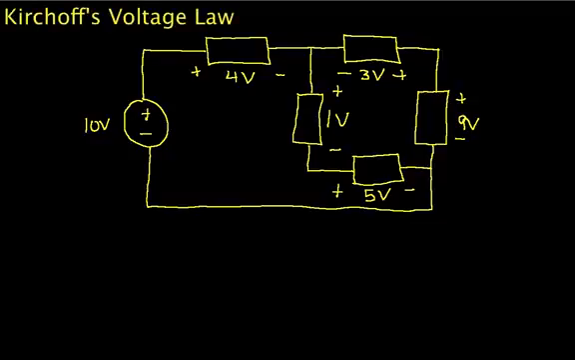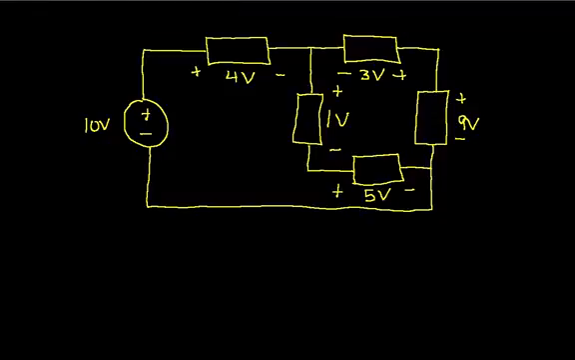Welcome. This video will explain Kirchhoff's voltage law and go through a simple example that shows how it can be applied. So the idea behind Kirchhoff's voltage law is that the sum of voltages that you encounter as you go through any closed path in a circuit is equal to 0. To give you a more concrete idea of what that is, I've drawn a circuit here.